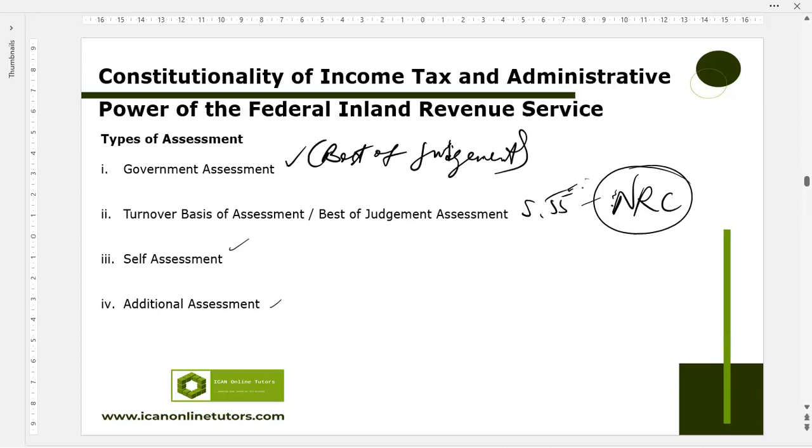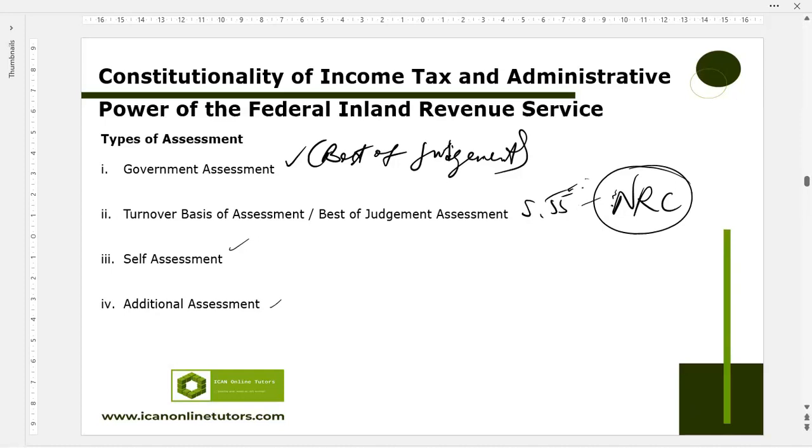Then also we have the Income Tax Transfer Pricing Regulations of 2012, which was subsequently amended to the Income Tax Transfer Pricing Regulations of 2018.